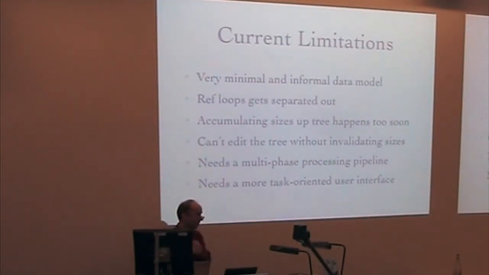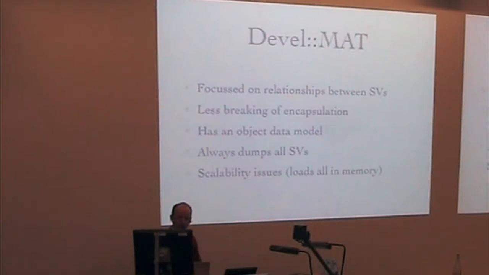You have to recalculate. So the existing code needs to be broken up into a bunch of phases, where some phases manipulate the tree, and then a final phase does the accumulation of tree counts to do the tree map. So again, this calls for an ecosystem of people writing and contributing modules that manipulate the tree. So Devel Mat, as I said, focused on relationships.